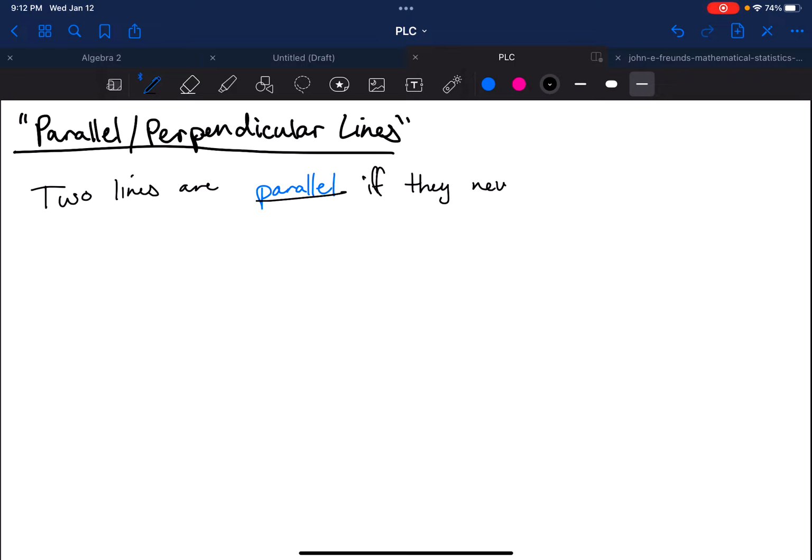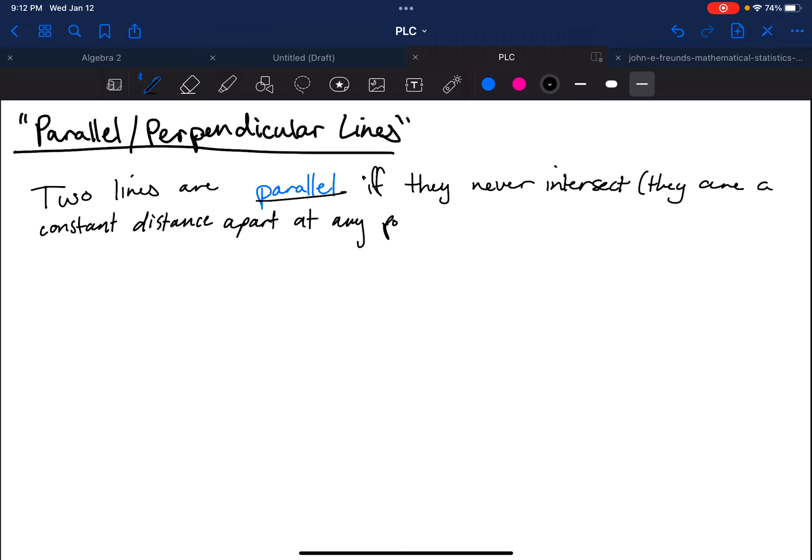they never intersect, which we can also say means they are a constant distance apart at any point along them. So parallel, we can also say parallel. We have this symbol here for parallel.